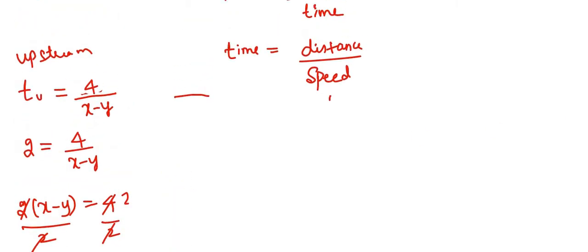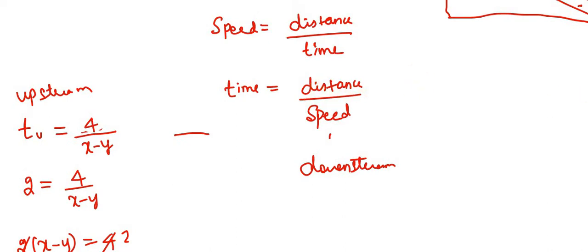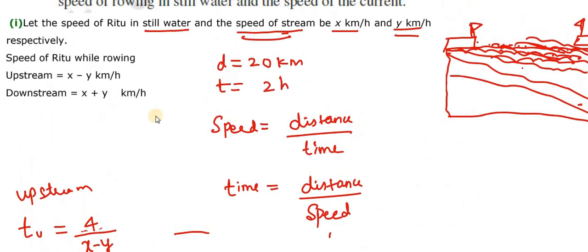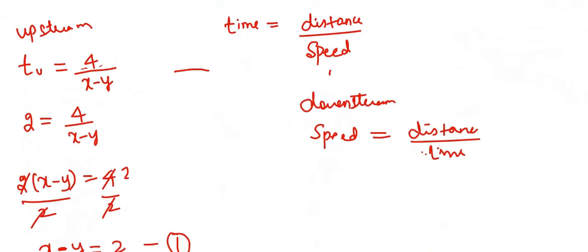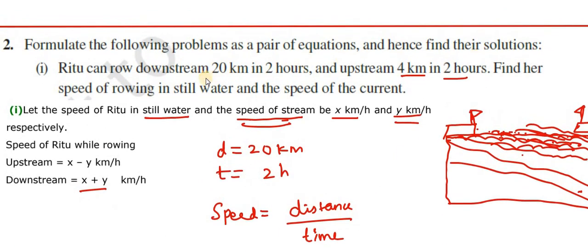So next, downstream. I'm going for the downstream, so you can use the same formula. Speed is equal to distance by time, or time is equal to distance by speed. You can use any of these. I'll take speed is equal to distance by time. So what is the speed in the downstream? In the downstream the speed is x plus y, which is equal to, what is the distance she traveled in the downstream?